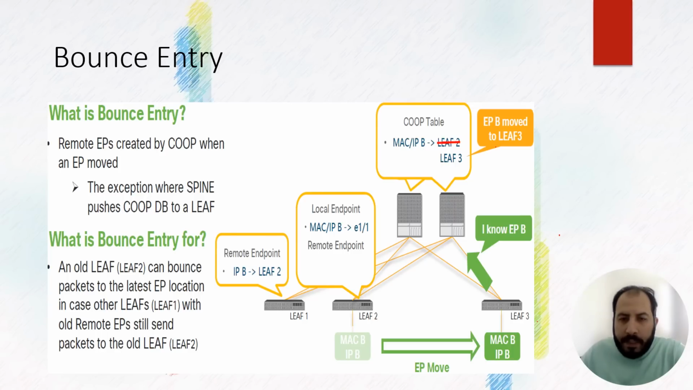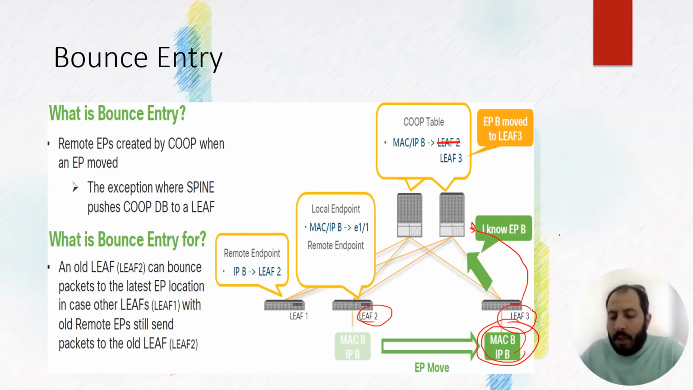Now, let us assume the endpoint has been shifted from leaf 2 to leaf 3. What will happen is leaf 3 will send a ZMQ message to the spine telling them that I have a new update. Endpoint B no longer resides at leaf 2. It currently resides on leaf 3. And here is the new information. What will happen next is the spine will update leaf 2 with the new information.